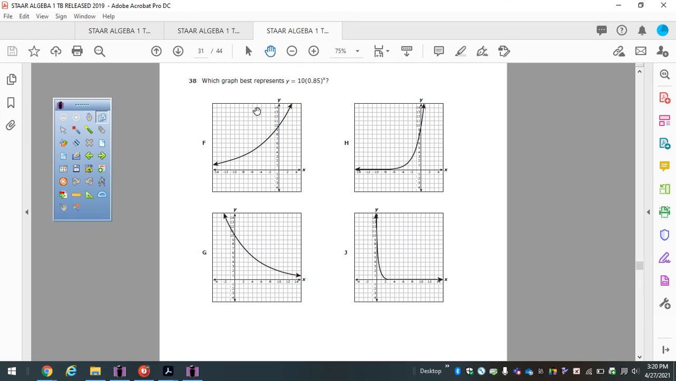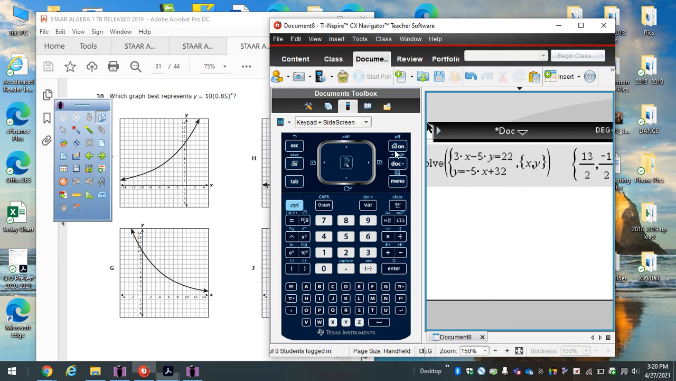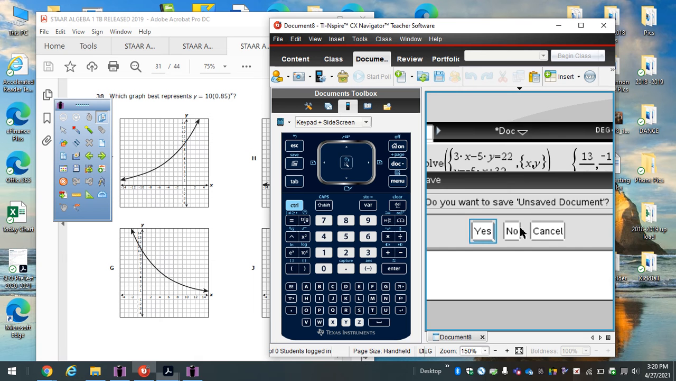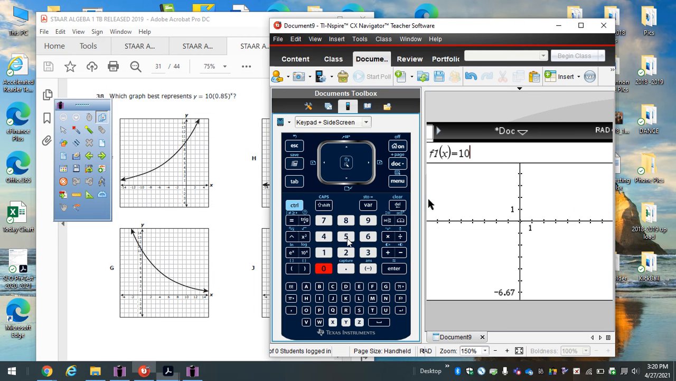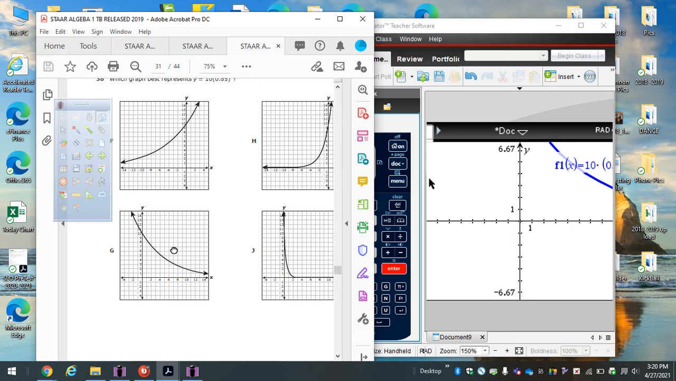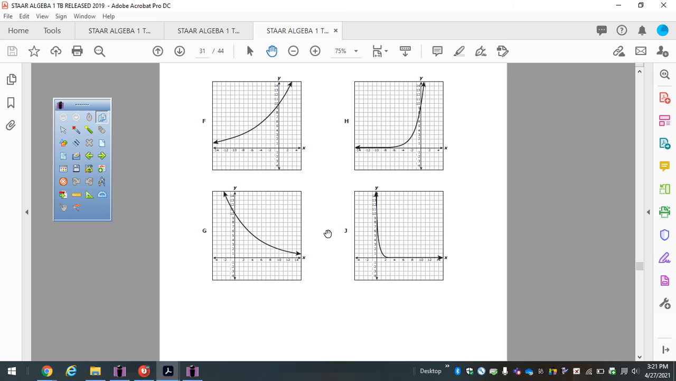So let me turn on the calculator and graph that one out. .85 raised to the x. And so there it comes. Obviously, you can tell it's that one. G. Moving on. G is the answer.